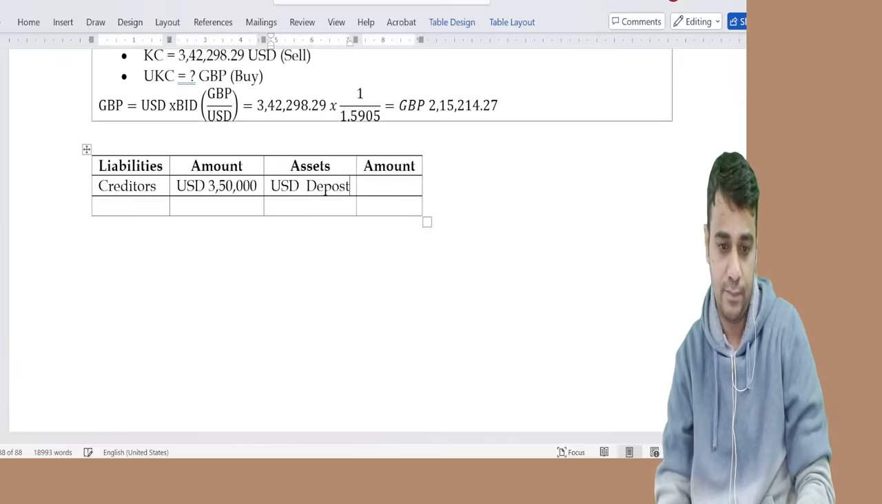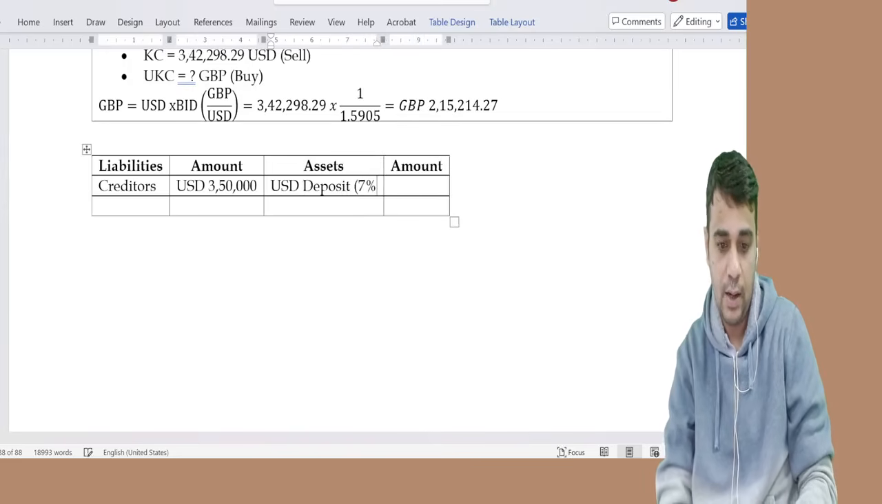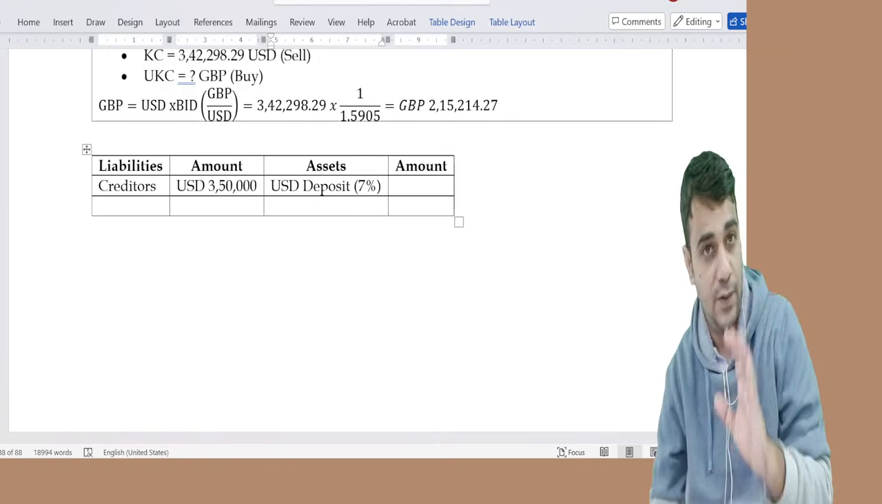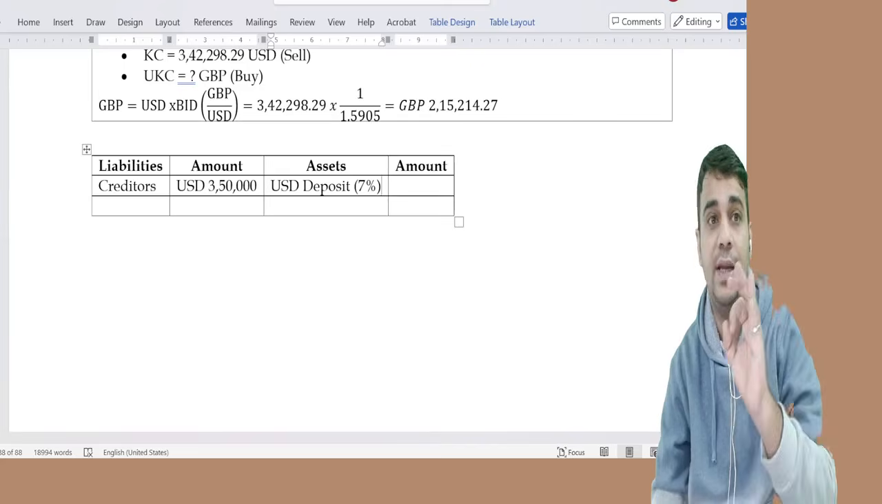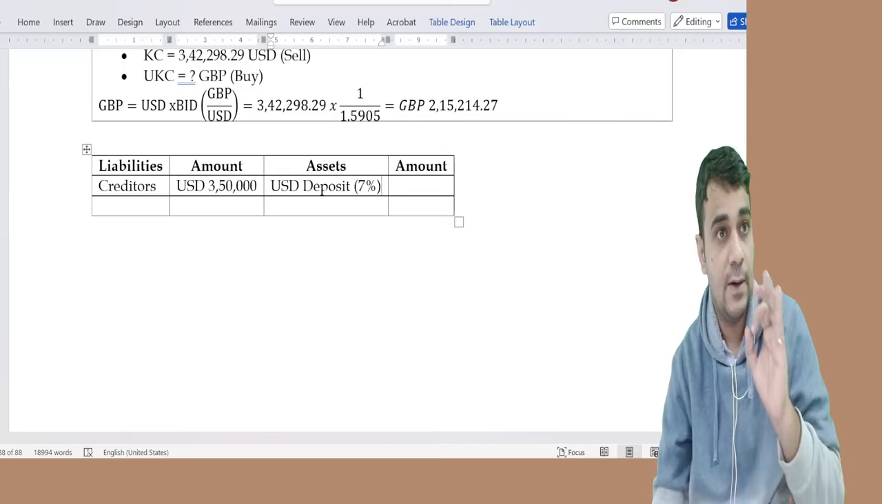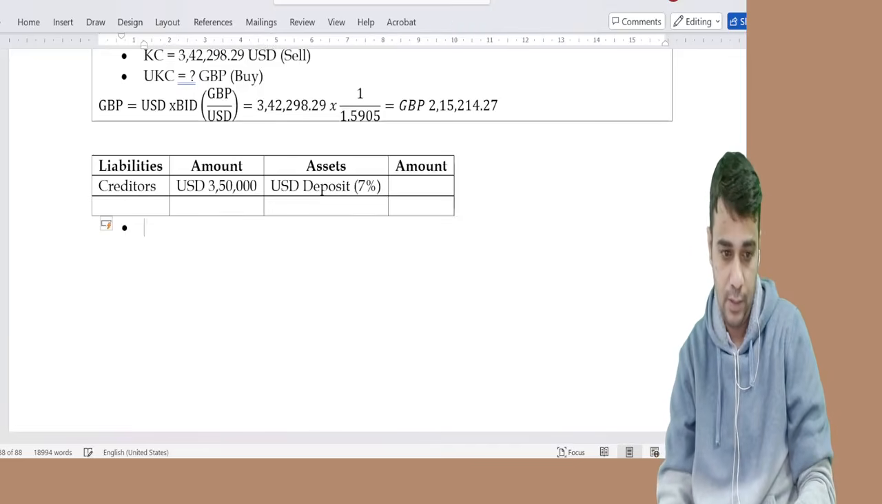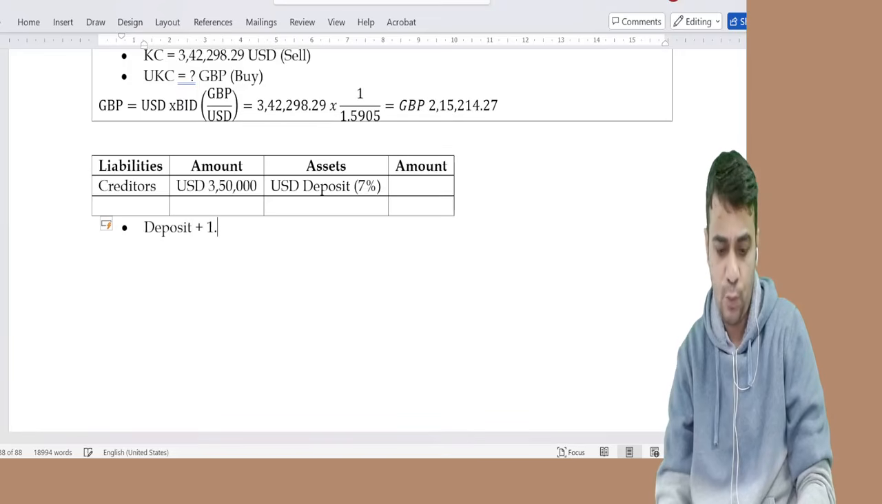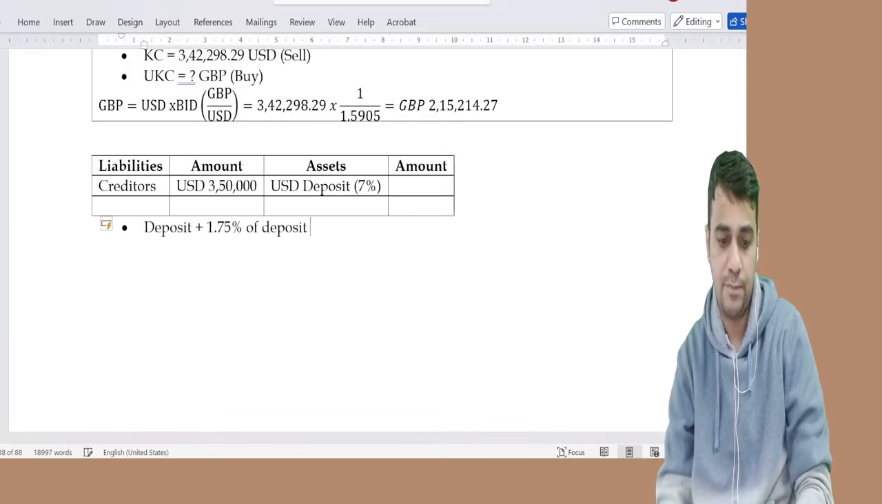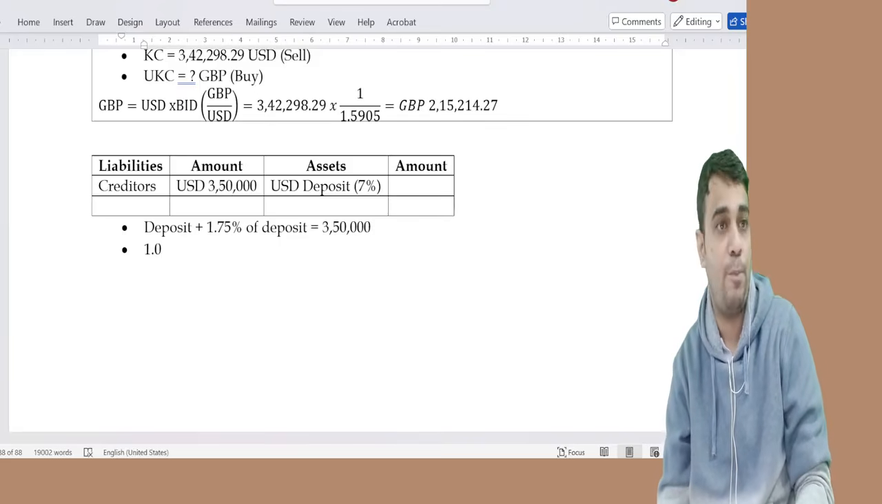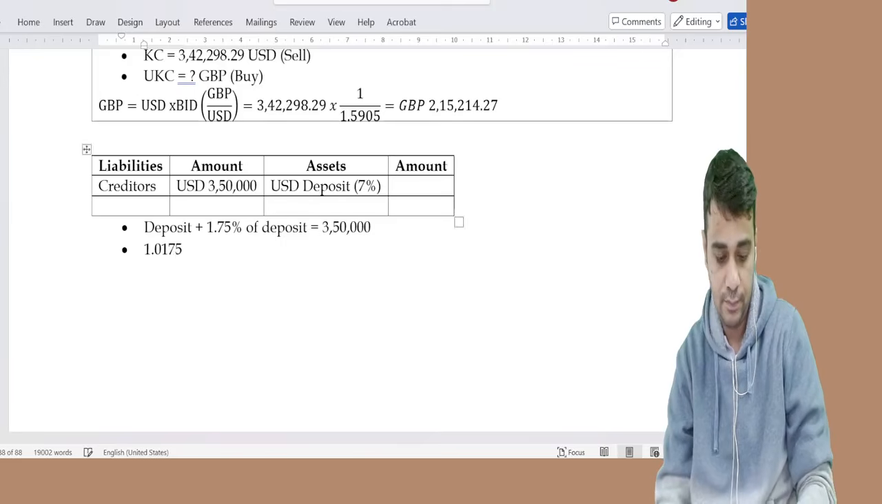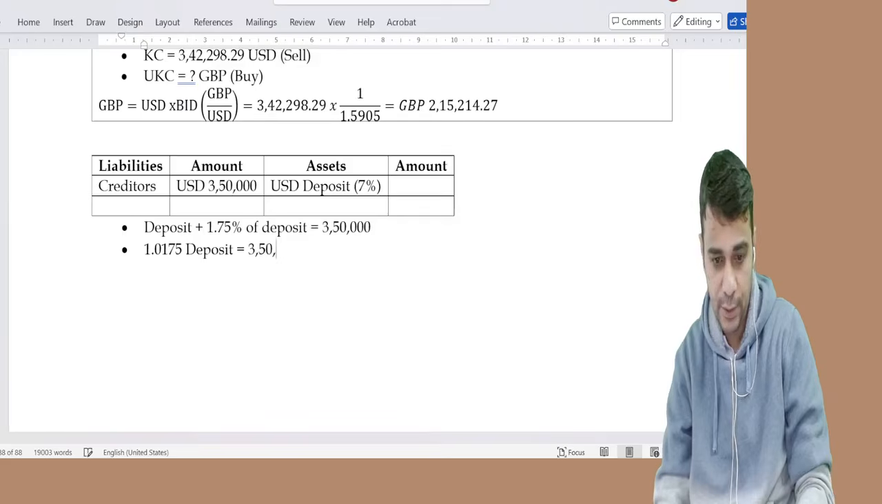USD deposit. What is the deposit interest rate of USD? I want to create a deposit which will mature to 3,50,000. Create a deposit which will mature to how much? 3,50,000. Below the table: deposit plus 1.75% of deposit equals 3,50,000. What is 1.75? Proportionate interest. Tell me the deposit amount.